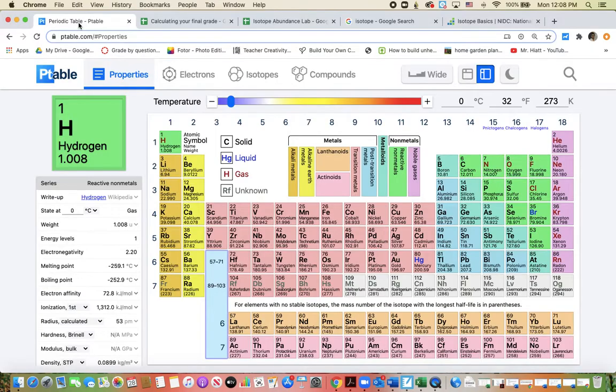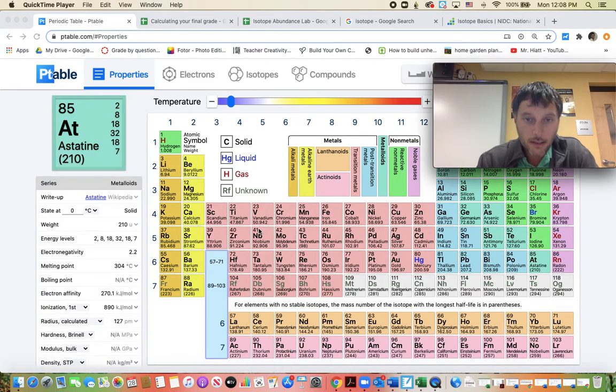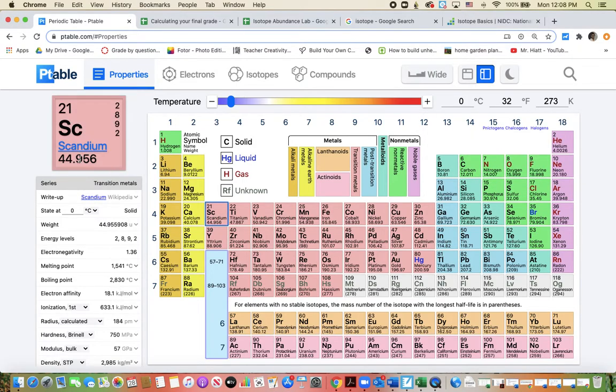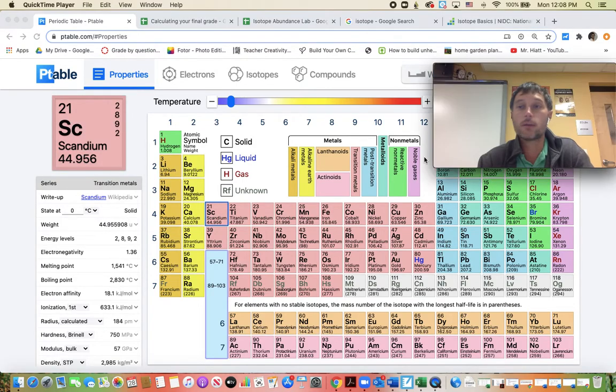Let me switch over to the periodic table, and I want to point out that each of these element cards has a number below the elemental symbol that is our atomic mass. If you notice, those are decimals. Maybe it's 0.008, but they're all decimals.